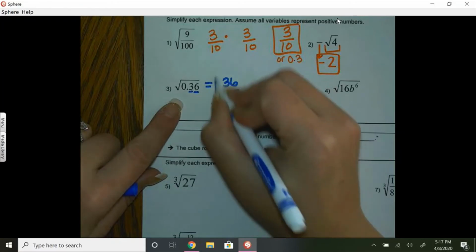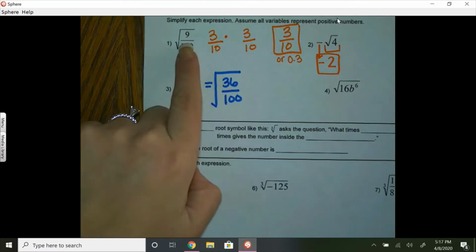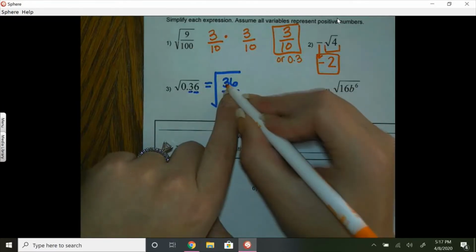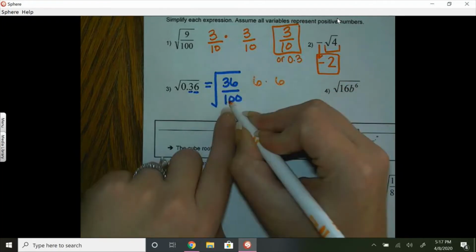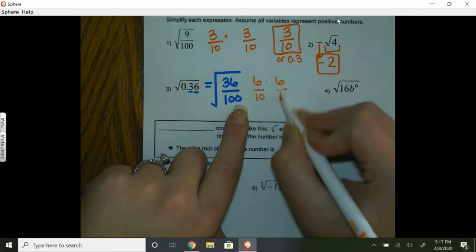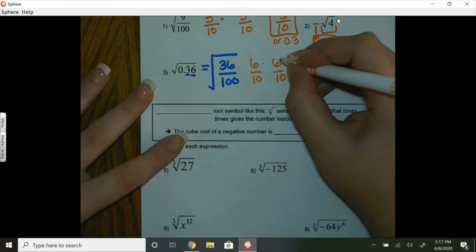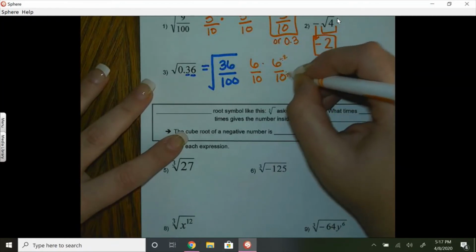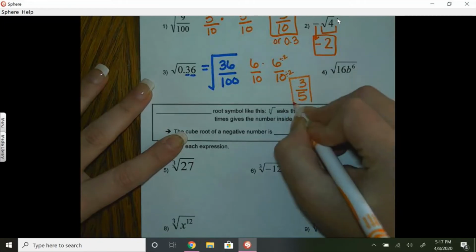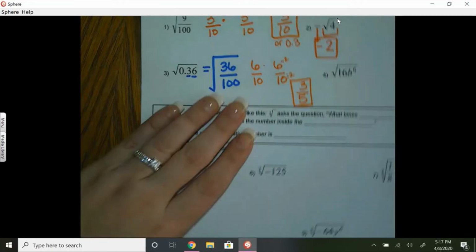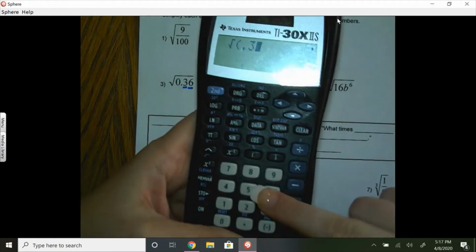So some people think better if it's in a different form, a fraction form, because now it looks just like this one. So now I can ask myself what times itself is 36, so 6 times 6, and what times itself is 100, 10 times 10. So the answer is 6 tenths, but 6 tenths, if we simplify it, is 3/5. So our answer is 3/5. So now we check this with our calculator, and we do the square root of 0.36.